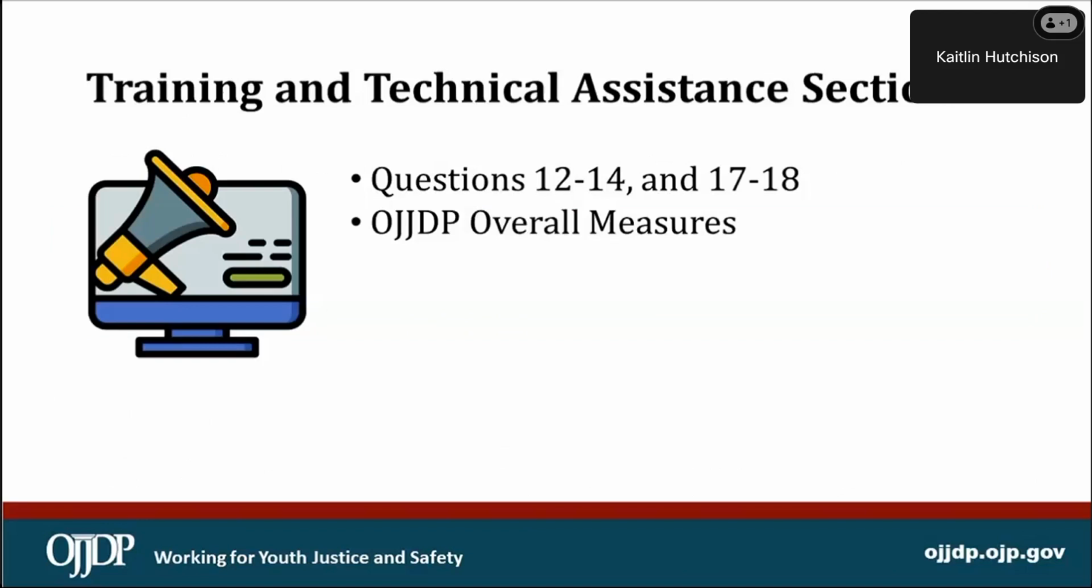Now we're going to move forward to the training and technical assistance section. Before we start to examine these measures, we'd like to remind you that these questions make up 12 through 14, but also questions 17 and 18. These are OJJDP overall measures, which means, again, that these are very broad questions.